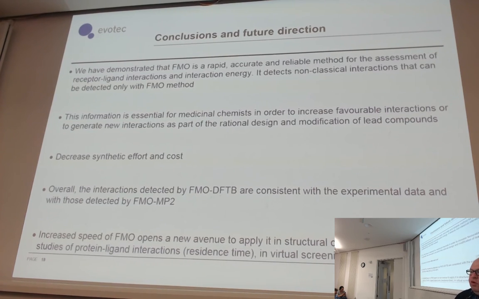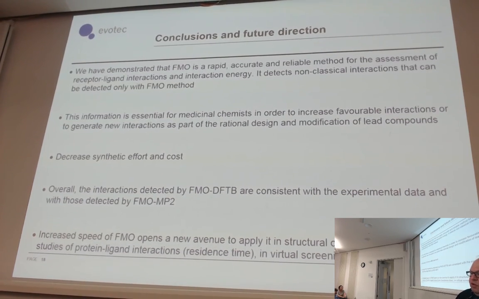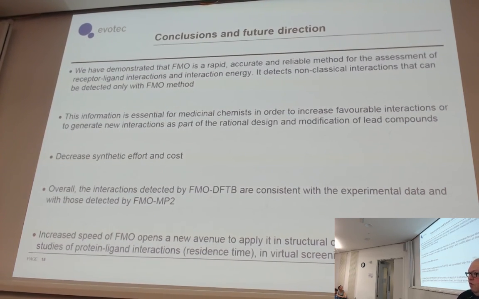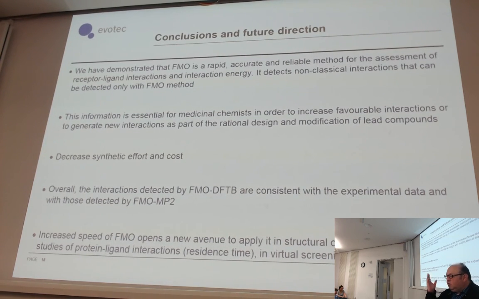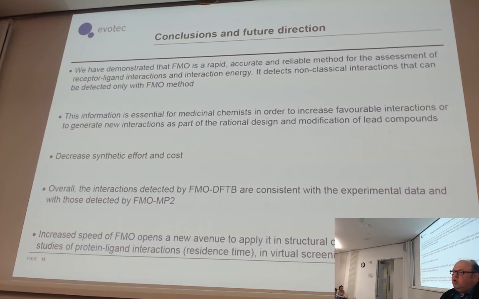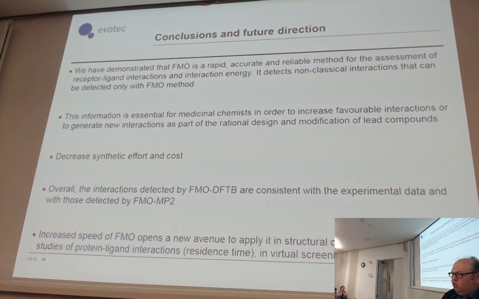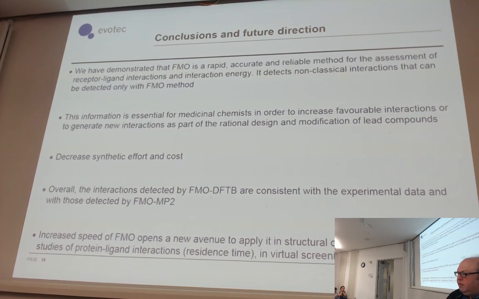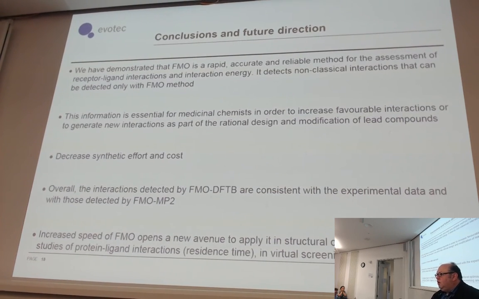FMO, the quick FMO, provides the same level of accuracy as a slow FMO. And it has opened a new avenue that we have started to work on now: using FMO, using QM methods as modeling tools, to minimize structures, to optimize them, and in virtual screening, to score molecules, because you have this increase in speed.